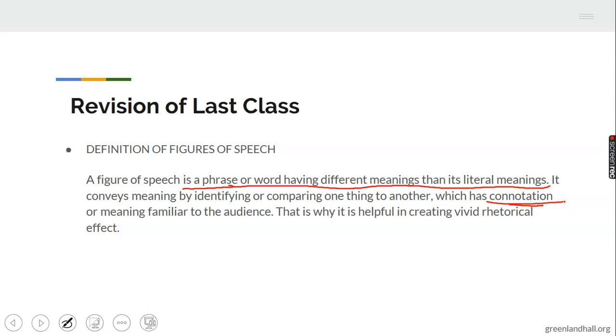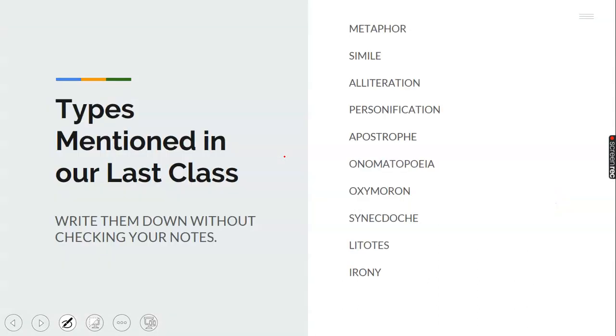I've told you, the one thing that differentiates literature from other forms of writing is figures of speech. God knows physics and literature may have no difference if there are no figures of speech. So with figures of speech, we can differentiate literature from other forms of writing. And in class, I mentioned and explained the following.